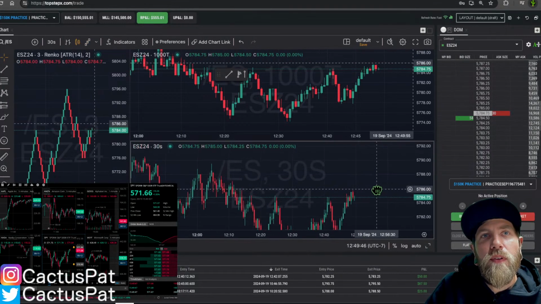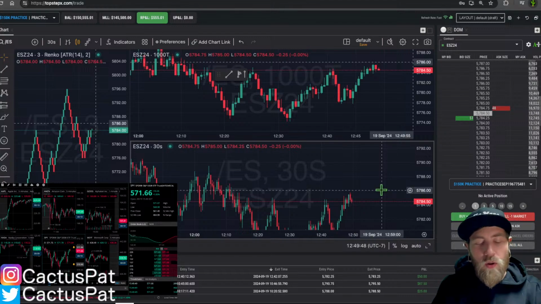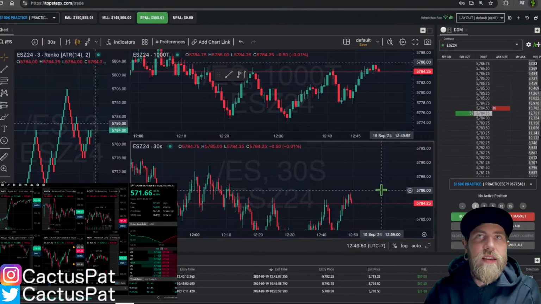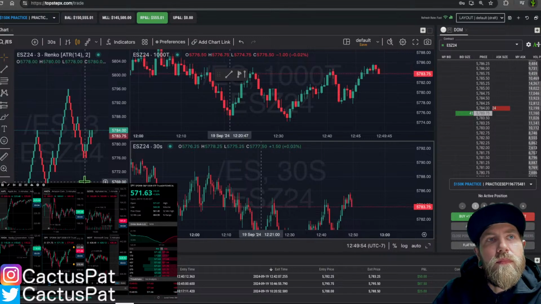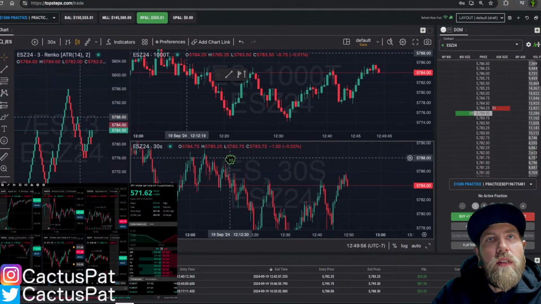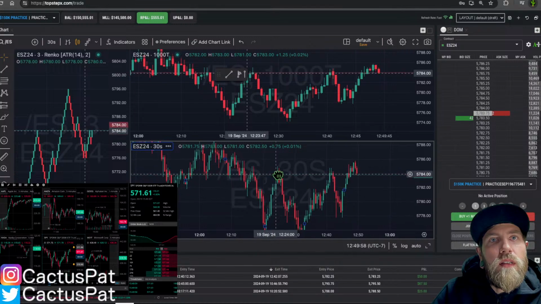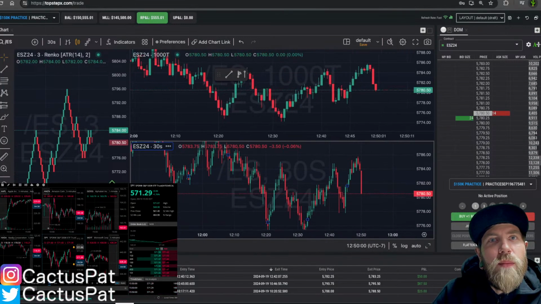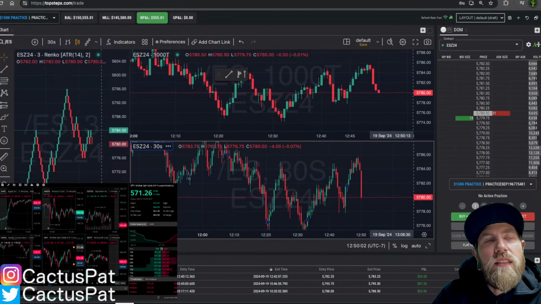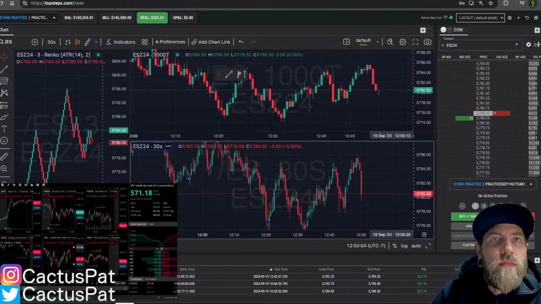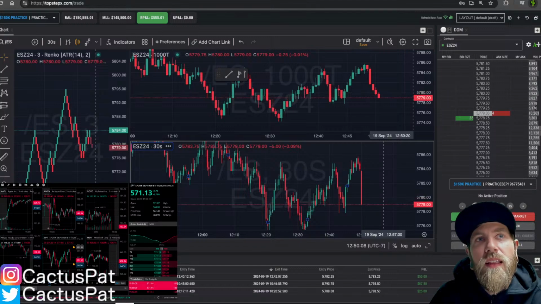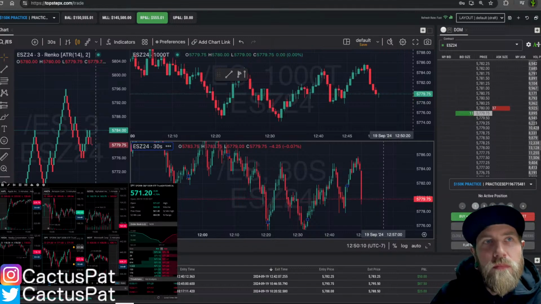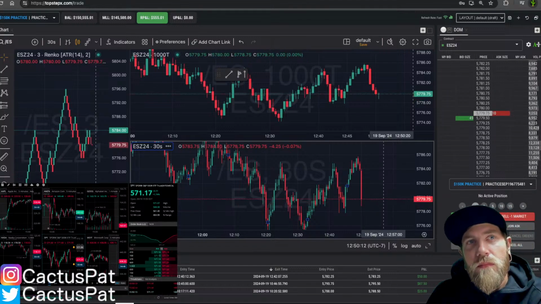Okay, so we are at pretty strong resistance right here. Not a whole lot of time to go. 10 minutes left in the day. Whoa, there's that pullback. That's why you don't want to chase. Buy at support. Sell at resistance. Know what I'm saying?